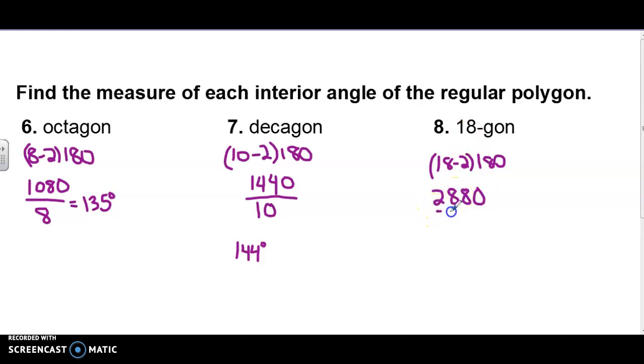And we're going to divide that by the number of sides, which is 18. And we get 160 degrees. So that is how we do 6, 7, and 8.